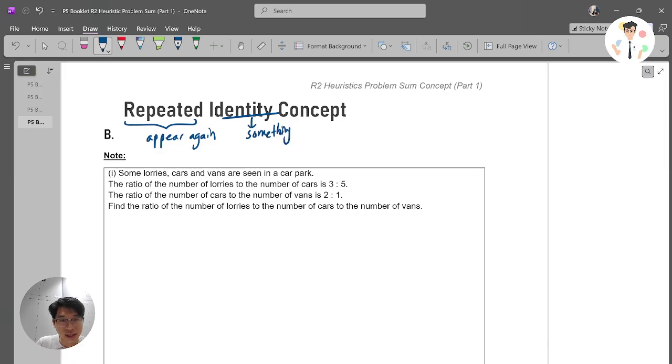It means that something appears again. So you'll be seeing questions later on where something appears again, okay? Although we have a separate concept called repeated identity, the idea of something repeating again is throughout almost all word problems, okay? So something appears again, and these two things are supposed to be the same. Okay, let's look at some of these questions here.